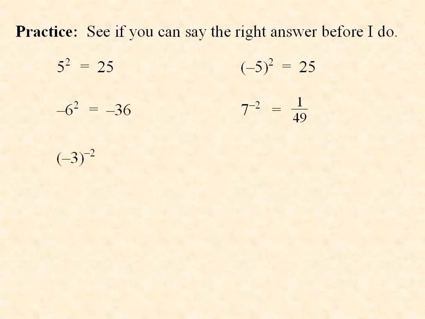How about this one? Negative 3 to the negative 2. It's 1/9, because it's 1 over negative 3 to the 2 power, and negative 3 squared is positive 9. What's this? 2 to the negative 3. It's 1/8 because it's 1 over 2 to the positive 3, and 2 to the 3 is 8.